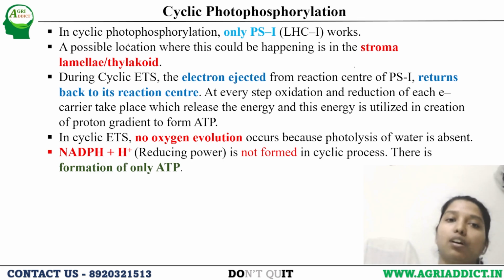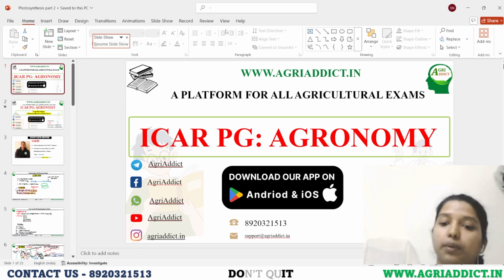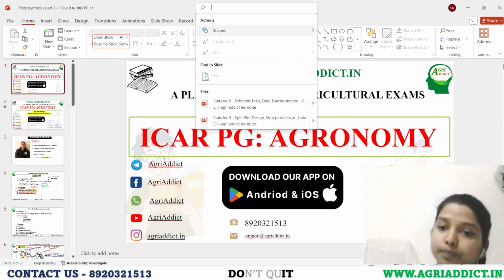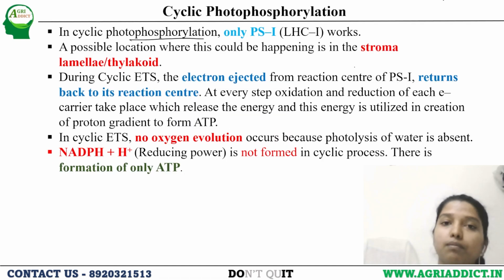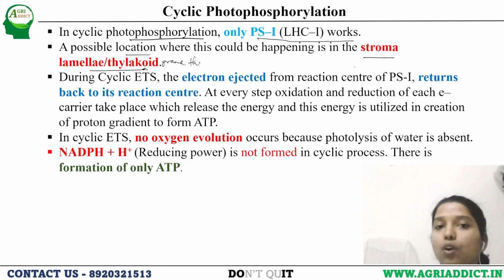Now, in cyclic photophosphorylation, only PS1 works. Okay. The possible location for this could be the stroma lamellae or stroma thylakoid, although this also occurs in grana thylakoid, but in the unappressed part, which is in direct contact with the stroma.